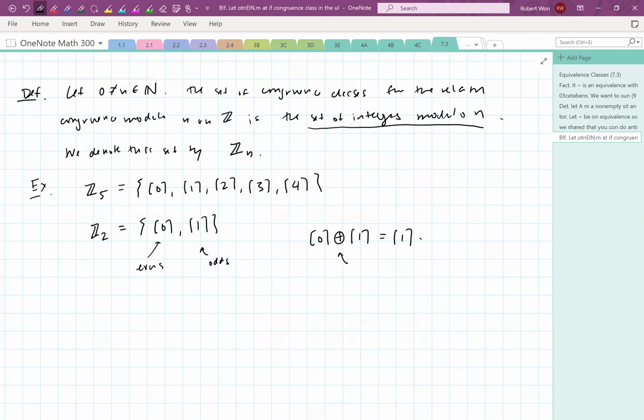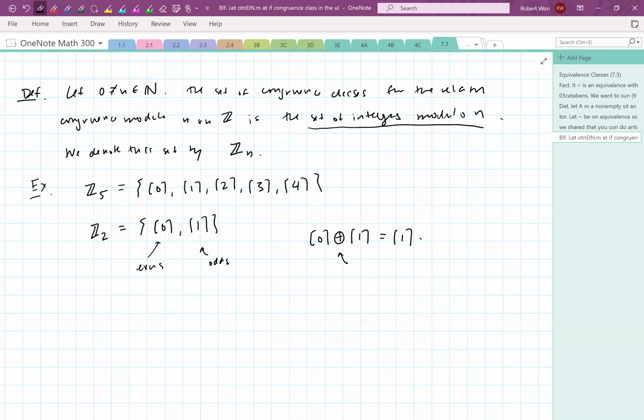I haven't really defined this yet, by the way. I've just tried to do it by example. So let me discuss a little bit more about this notion of arithmetic with equivalence classes. And again, this is the way that people actually think about congruence modulo n most of the time.